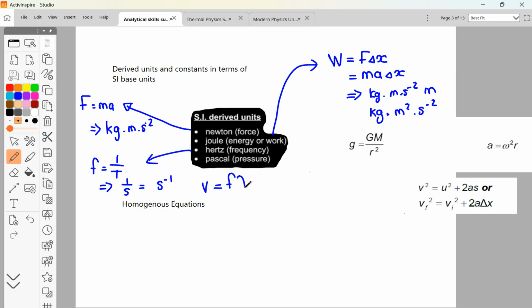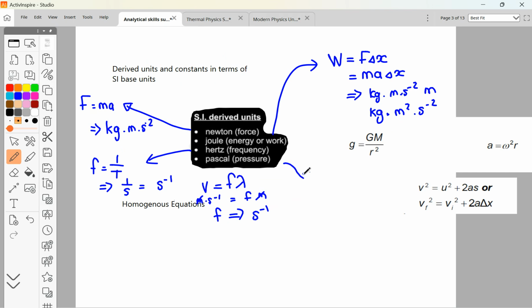V equals f lambda, that some of you will also do a little bit later, and then you can say, okay, meters per second is the unit for speed, and then we've got our frequency, and then lambda is in meters, and you'll see that you end up with the meters cancelling out, and then the unit for frequency would then again be seconds to the -1. So it doesn't matter which equation you use.